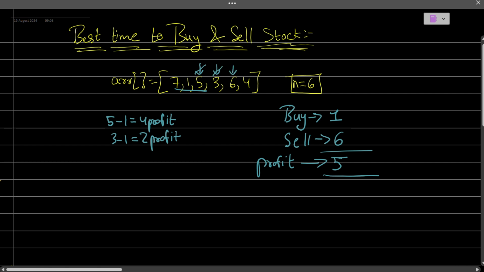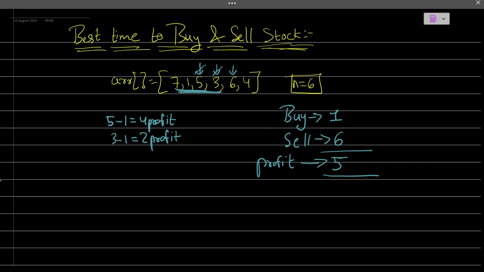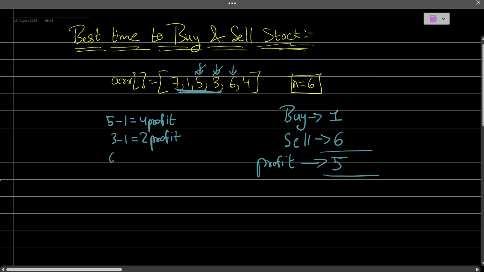And I move, so I can consider the minimal from the left. So what can I consider for the sixth? For the sixth guy, I can consider the minimal as 1. Absolutely 1. 6 minus 1 is 5. Profit.